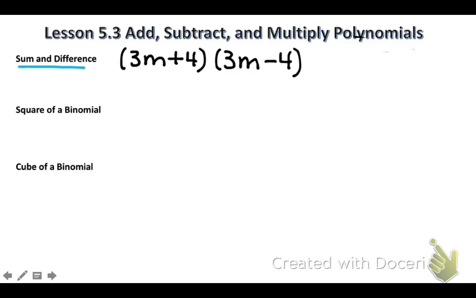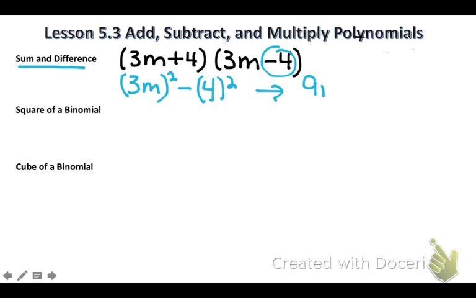For sum and difference, we could use FOIL, or we could square the first term, square the last term, so 9m squared minus 16. And if we look at this difference between squares, which we worked with before.